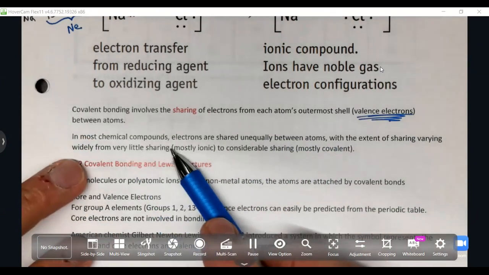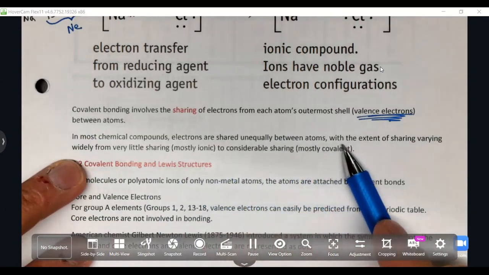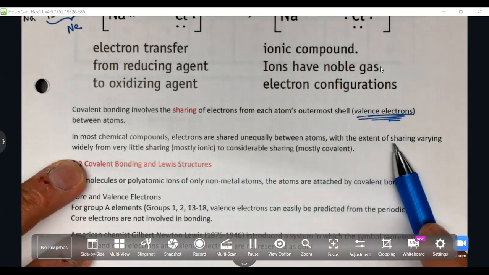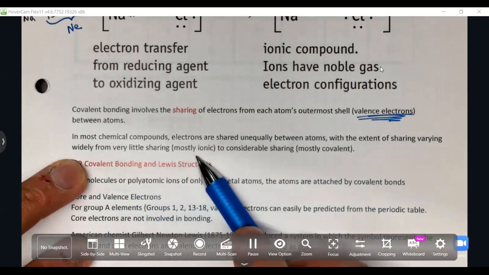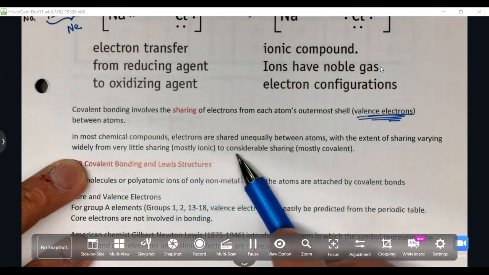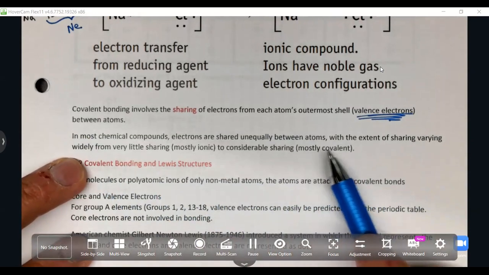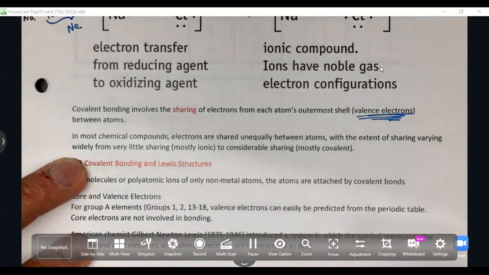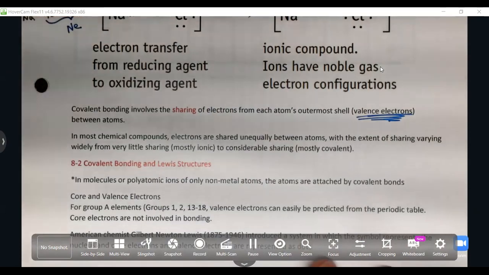In most chemical compounds, the electrons are shared unequally between atoms, with the extent of sharing varying widely from very little sharing, mostly ionic, to considerably sharing, mostly covalent. So what's the big difference between ionic and covalent? Covalent has a lot of sharing of electrons, and ionic does not. Okay, so that just kind of introduces stuff in section 8.1 of the text.